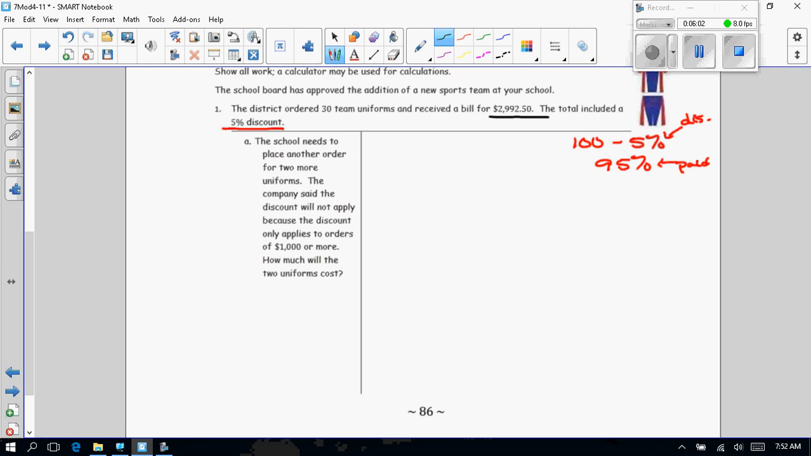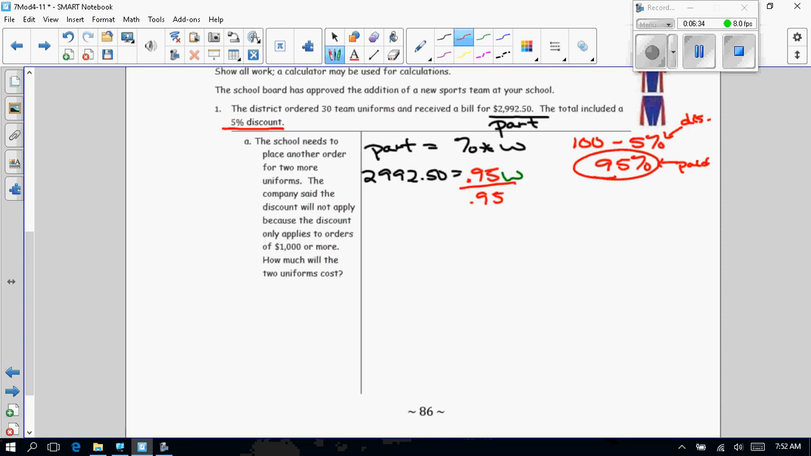By the way, this is part, and I've got to figure out the whole. So I've got my part, or quantity, is equal to the percent times whole. So I'm just going to drop things in. $2,992.50 is equal to 0.95 W. I'm going to find how much is 1 whole. So I'm going to divide both sides by 0.95.